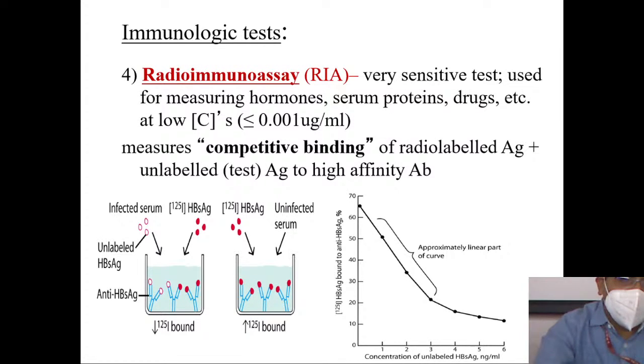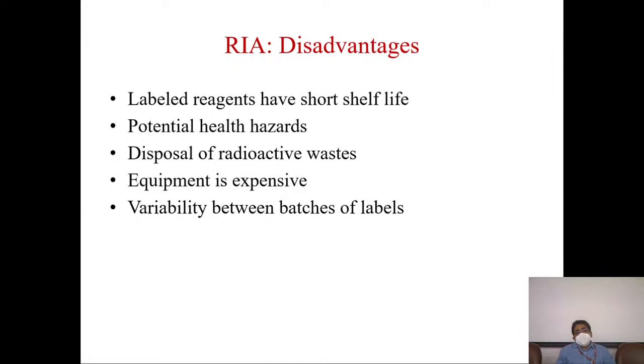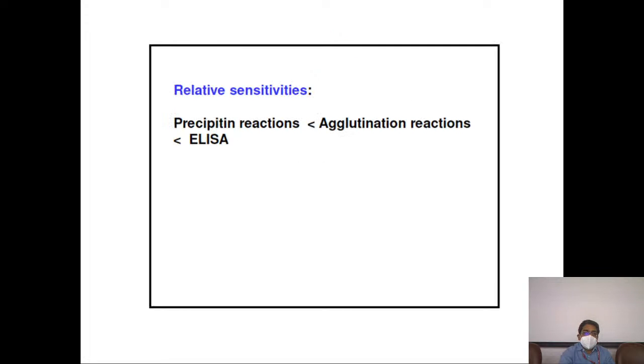But as we all know, radioactivity is hazardous. Advantages: it's simple, sensitivity is high, and a large variety of radio-labeled compounds are available. But the major disadvantages are the potential health hazard, disposal of the radioactive waste, expensive equipment, and variability between batches of labels, so it's not routinely used. It was displaced earlier by ELISA, and now by CLIA, that is chemiluminescence immunoassays.